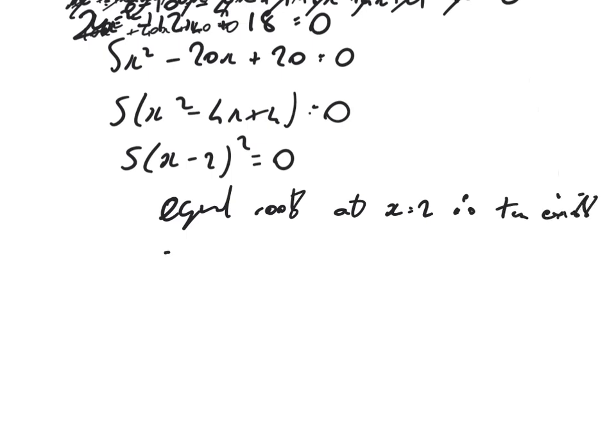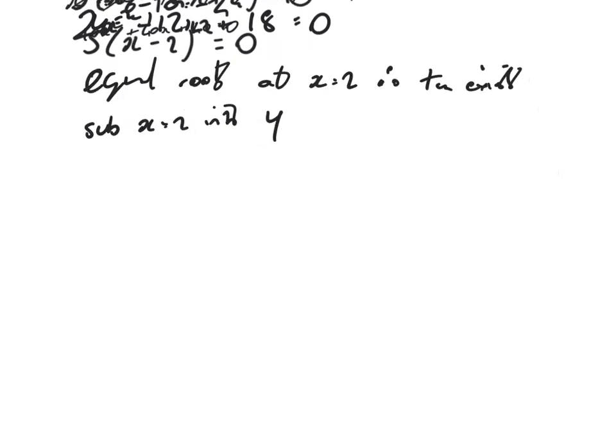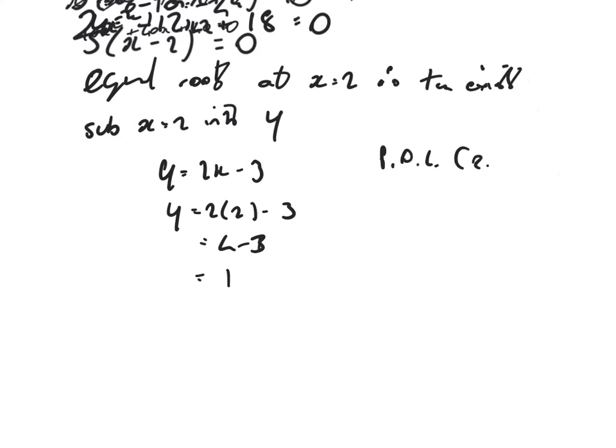Okay, to find the point of contact, I'm then going to sub x = 2 into y. So it's y = 2x − 3, y = 2 lots of 2 minus 3, that's 4 − 3, and that's equal to 1, so the point of contact then is (2, 1).